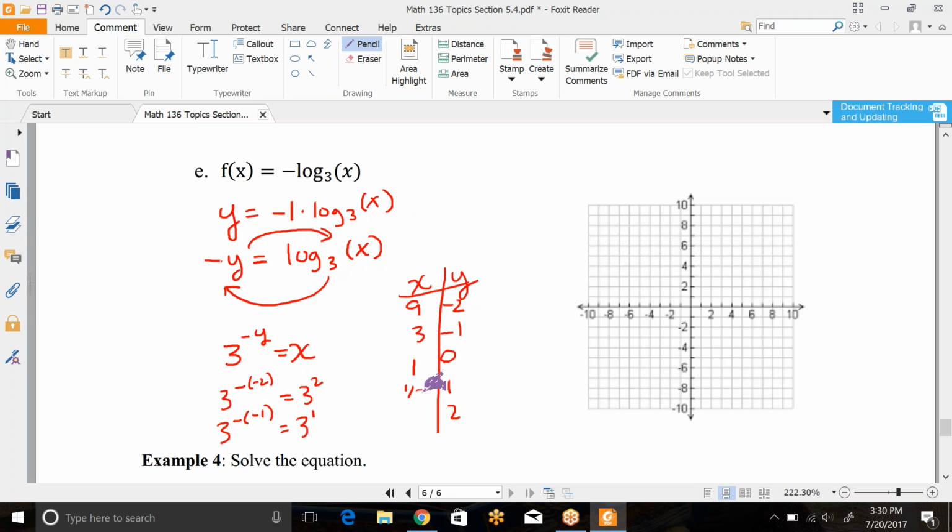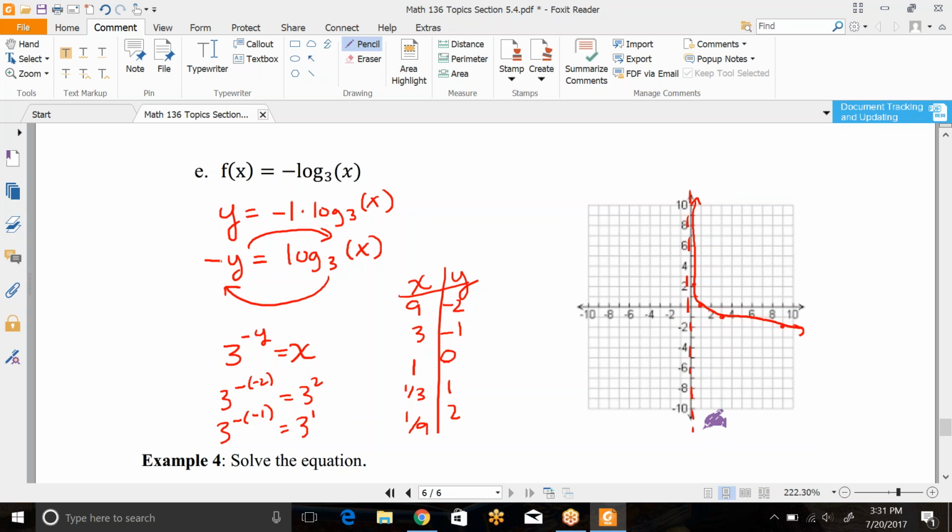So this is going to reverse. This will be 1/3 and 1/9. You kind of see a pattern once you've done these enough. So 9, -2, 3, -1, 1, 0, 1/3, 1, and 1/9, 2. So notice this log has been flipped upside down, which makes sense because of the negative in front.